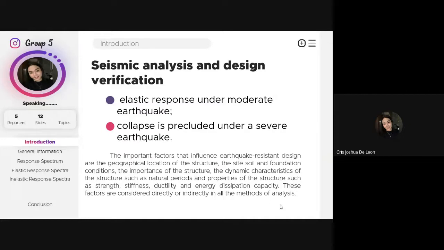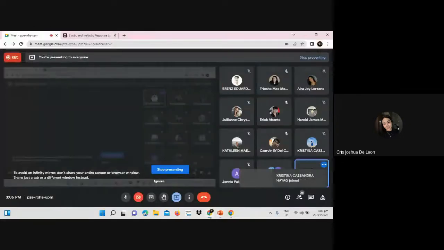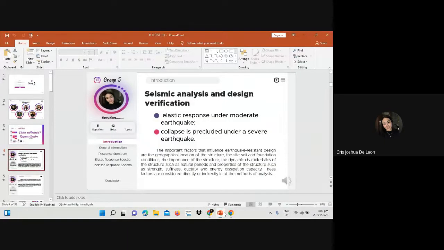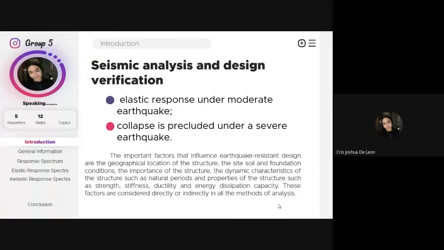First, let me introduce to you some particular topics which can be used in the application of the elastic and inelastic response spectra. Seismic analysis and design verification. With that, elastic response under moderate earthquake, collapse is precluded under severe earthquake.